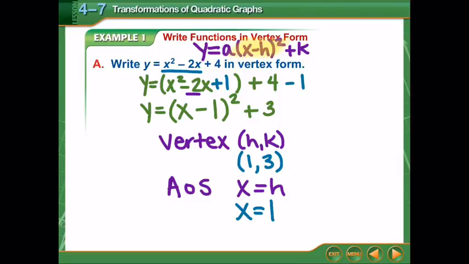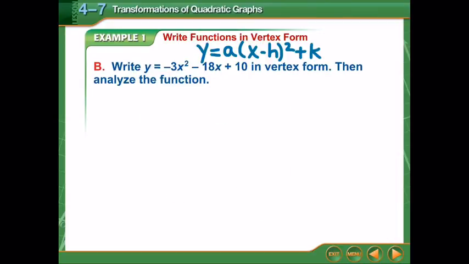So if I went over to 1 on the x-axis and drew a vertical line through that, that would be the axis of symmetry that goes through this parabola. I could plot a couple of points on either side of it, and that would be my parabola.